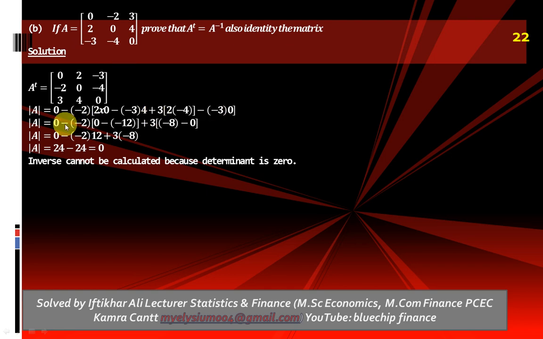So 0 minus 2, 2 multiplied by 0, 0, minus 3 multiplied by 4, minus 12, plus 3, 2 multiplied by minus 4 is equal to minus 8 and minus 0. So after calculation this minus and minus will become plus, and plus 12 multiplied by minus 2, after that plus 3 multiplied with minus 8, and this will become 0.